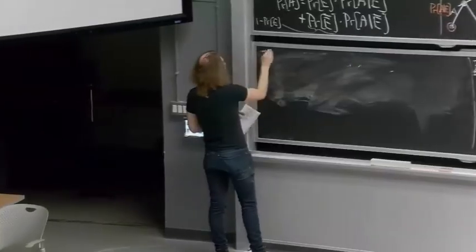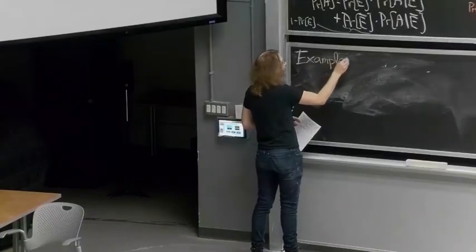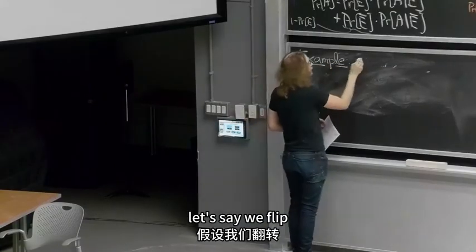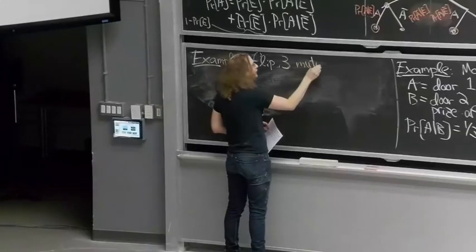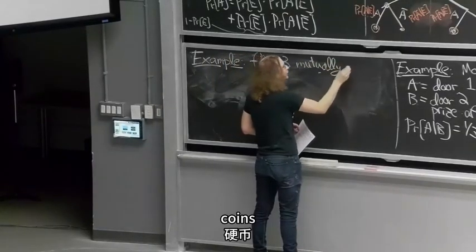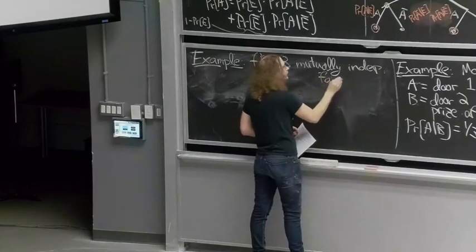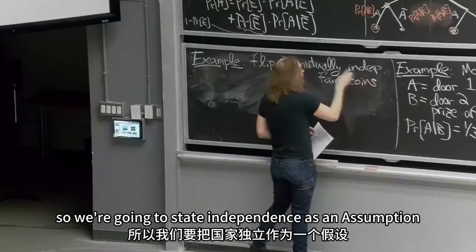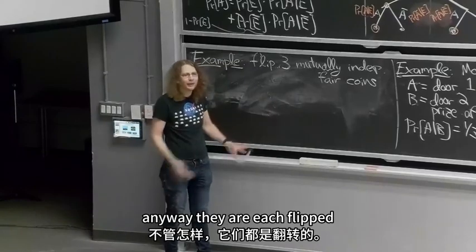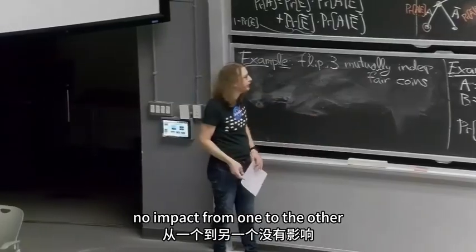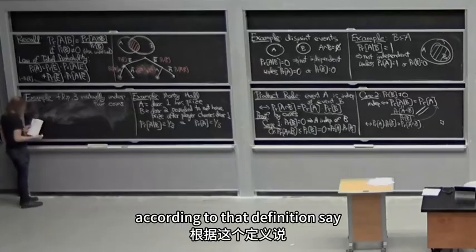OK. Back to coin flipping, the source of all examples today. Let's say we flip 3 mutually independent, fair coins. So we're going to state independence as an assumption. This is now saying that the coins are not related in any way. They're each flipped completely separately from each other, no impact from one to the other, according to that definition.